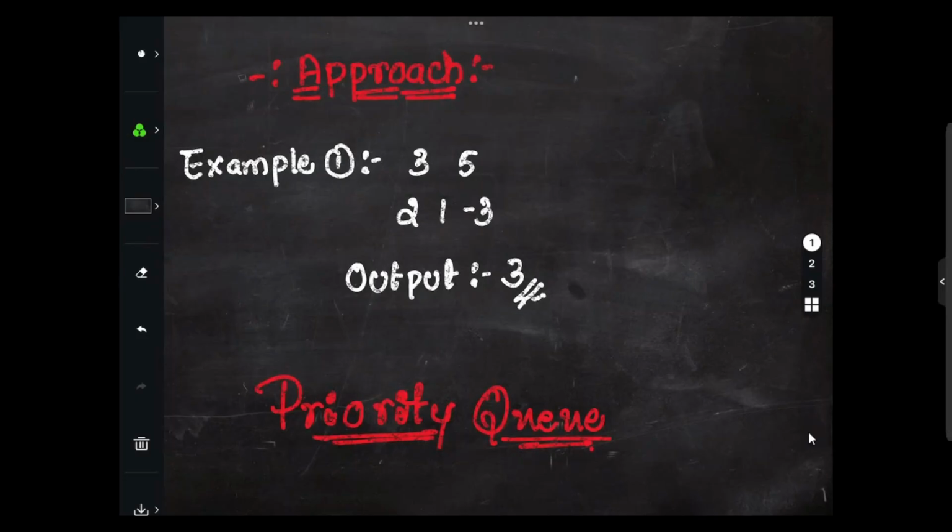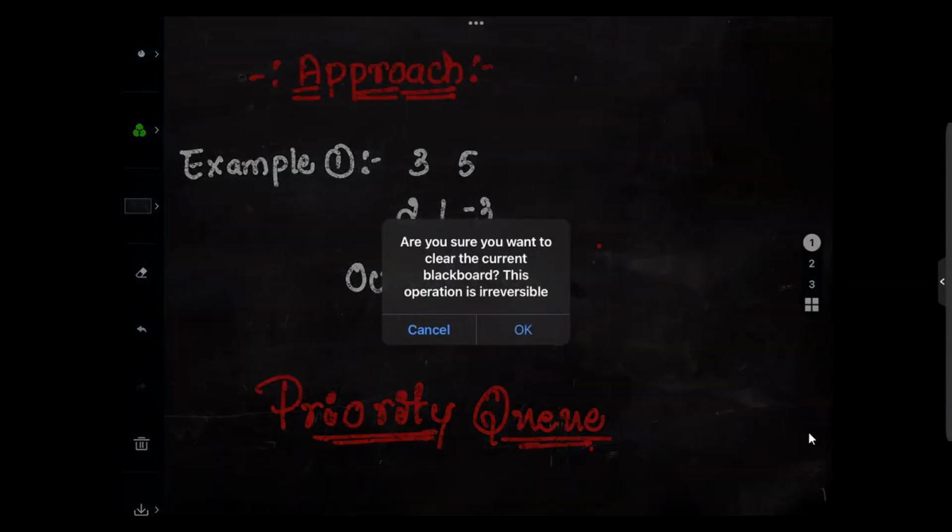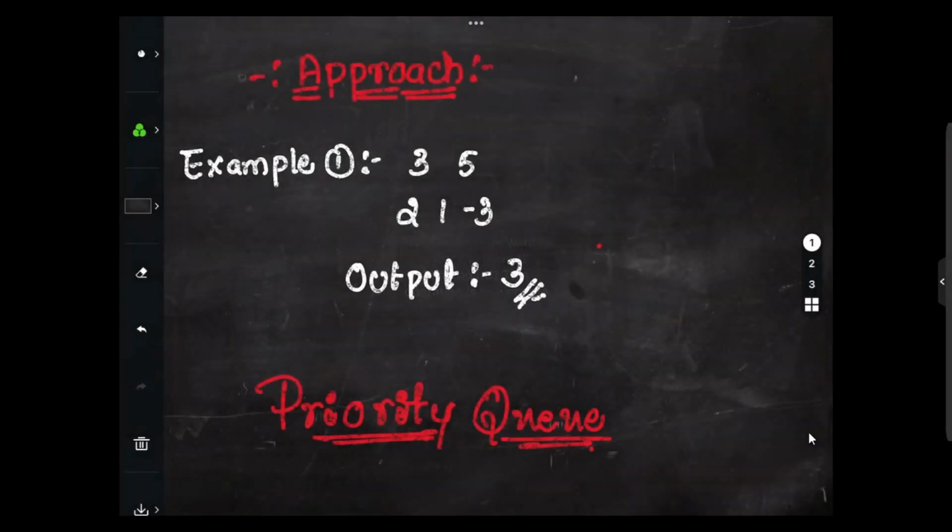I have considered the same first example that I have given in the question here. We have 3, 5. The number of passengers change at each bus stop we have been given: 2, 1, minus 3. The output that we need to get here is 3.